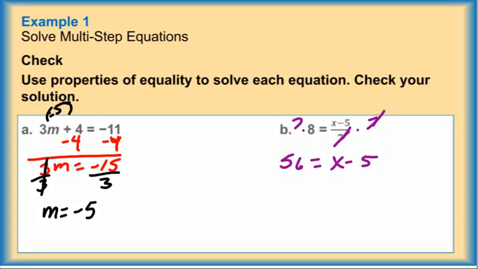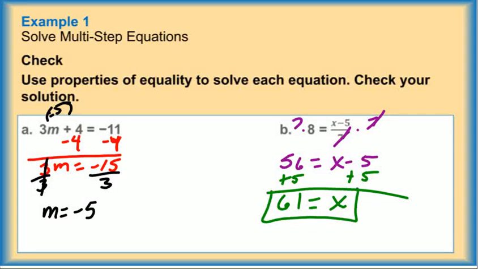To get x by itself, the opposite of subtracting 5 is adding 5. And I'm left with 61 equaling x. If I check my answer, I put 61 in for x. 61 minus 5 would give us 56. 56 divided by 7 does give me 8.